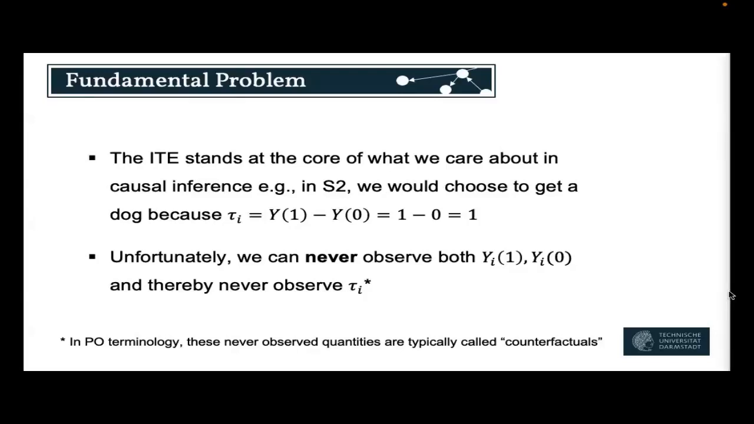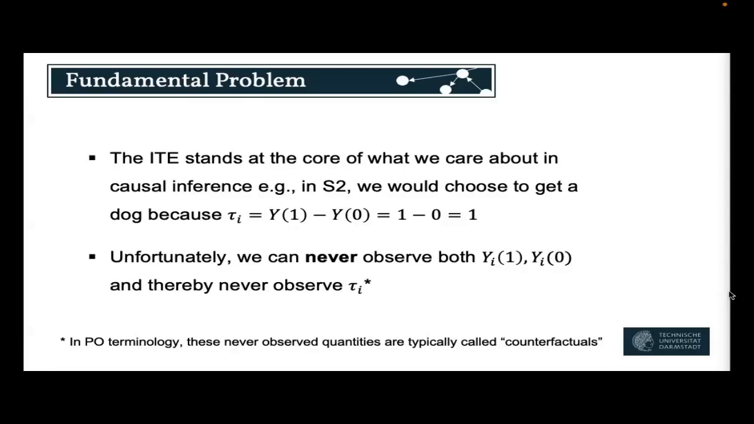You cannot go back in time and not get a dog, or get a dog for that matter, right? And getting a dog or getting rid of the dog afterwards is not the same thing, because it's a different instance. The other variables can influence in the meantime, right?